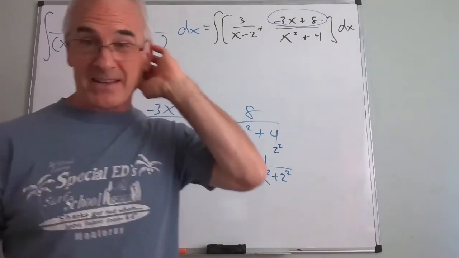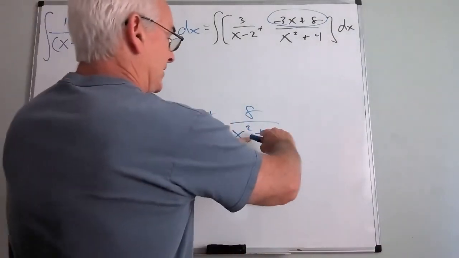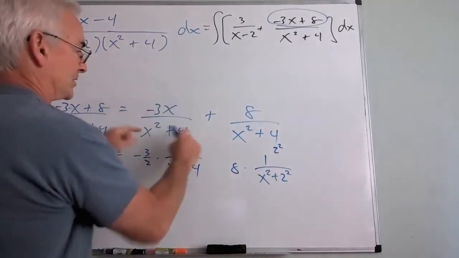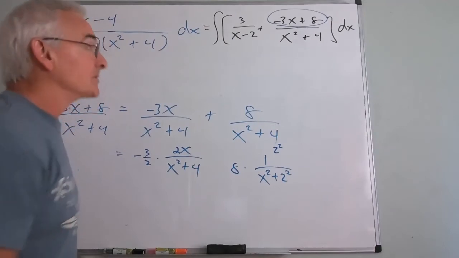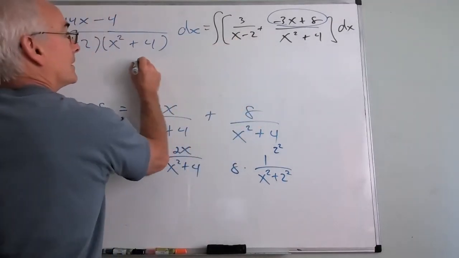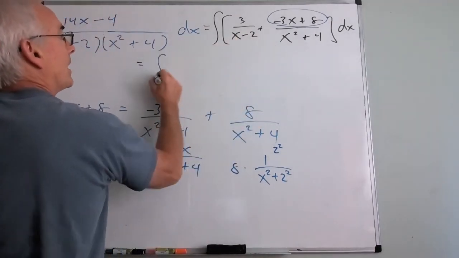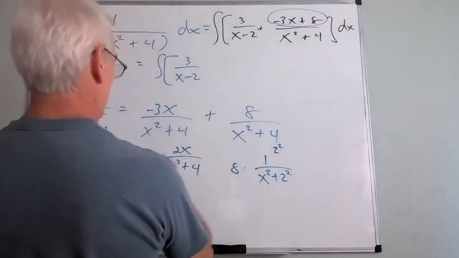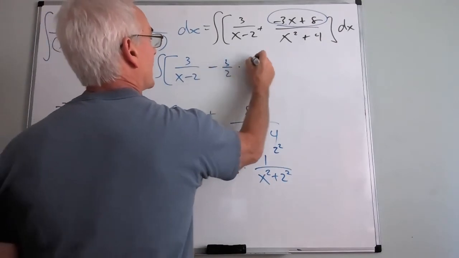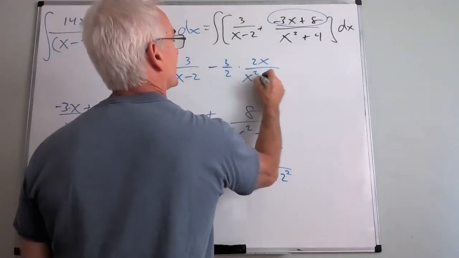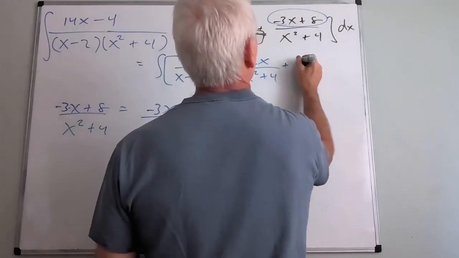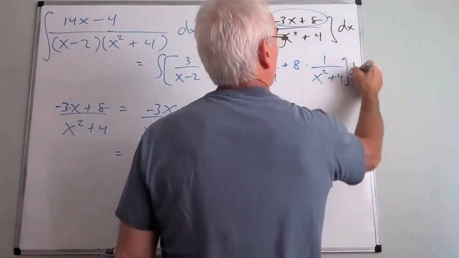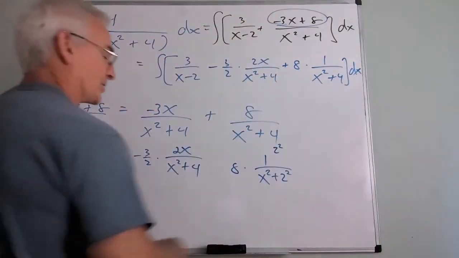They kind of go hand in hand, because when I have an inverse tan type of problem and I change my numerator to a linear numerator, it usually becomes a natural log kind of problem. So the final thing here, I'm going to rewrite this way. I've got 3 over x minus 2 minus 3/2 times 2x over x squared plus 4 plus 8 times 1 over x squared plus 2 squared, or 4. We can now answer each of these directly.